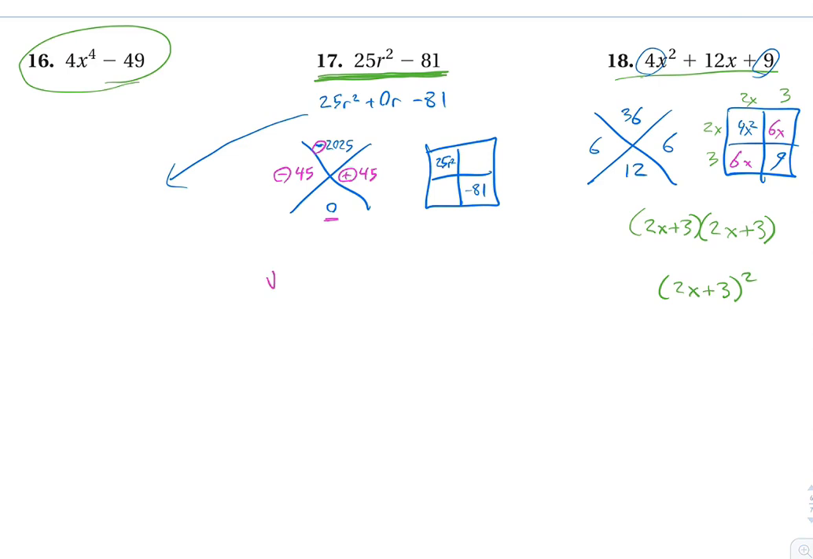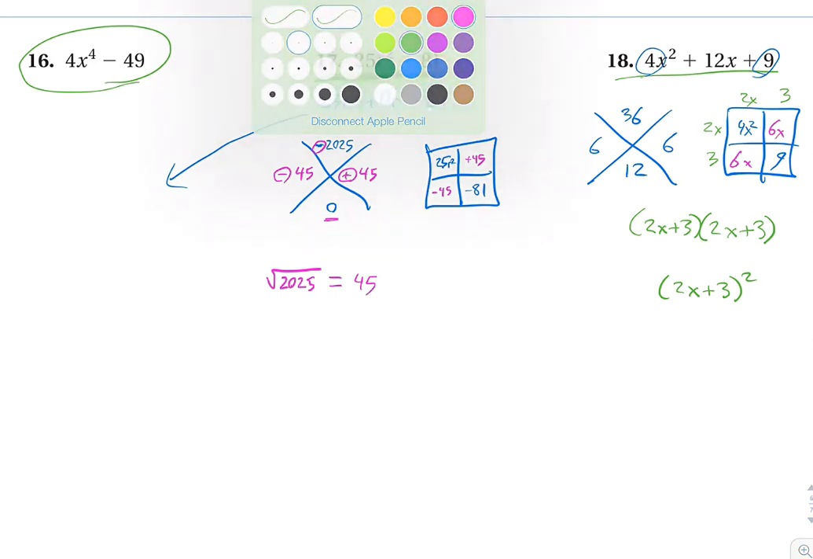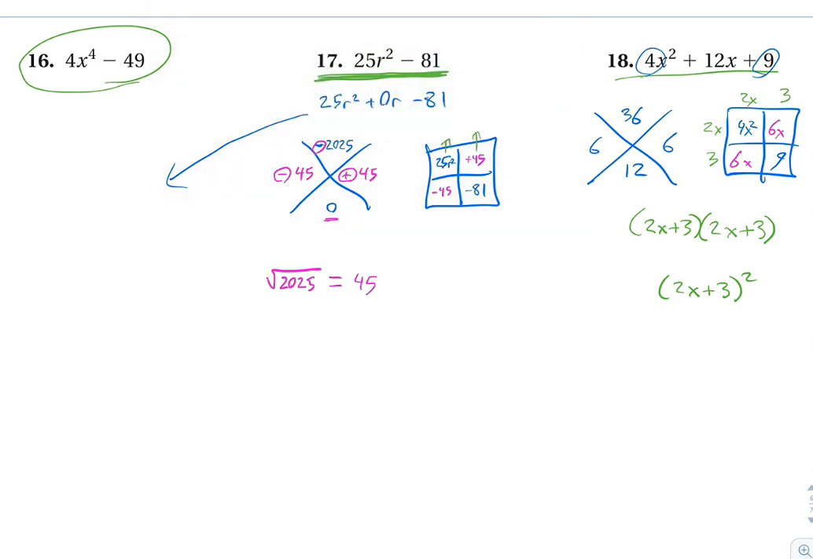And the way I found 45 was just saying two same things that multiply together to make 2025. Square root of 2025 is 45. And so I put in a negative 45 and a positive 45, and I take out the GCF of each, okay? Now, before I figure out what those are, I just want to mention a shortcut.